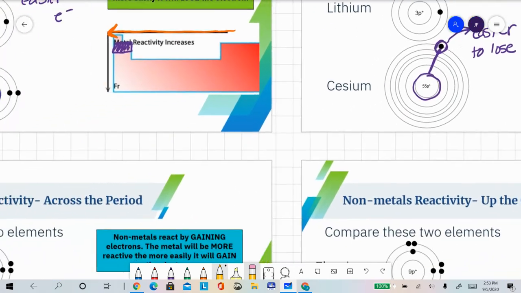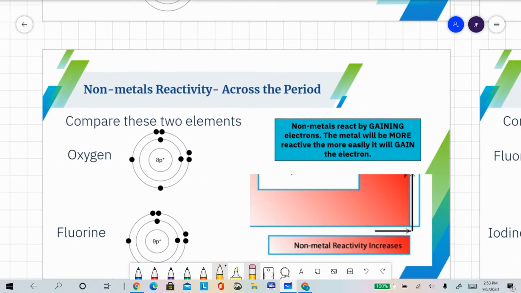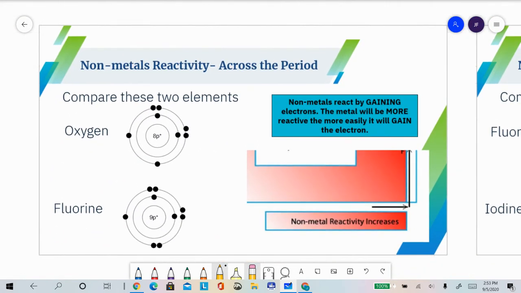Okay. So now we move on to nonmetals. Nonmetals react by gaining electrons. So the more easy it is to gain the electron, the more reactive the element is. And that is opposite from our metals. So we end up with dual trends within the periodic table.